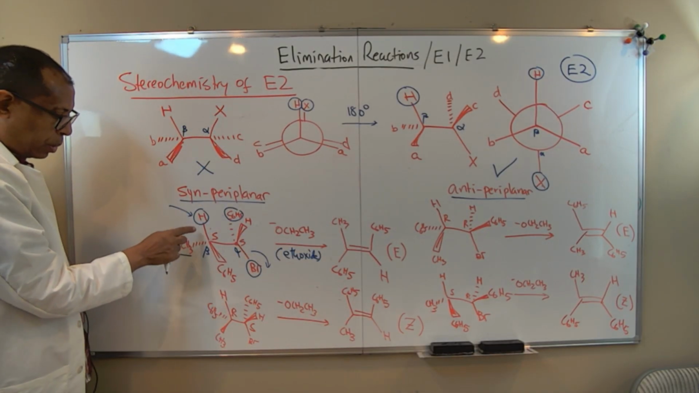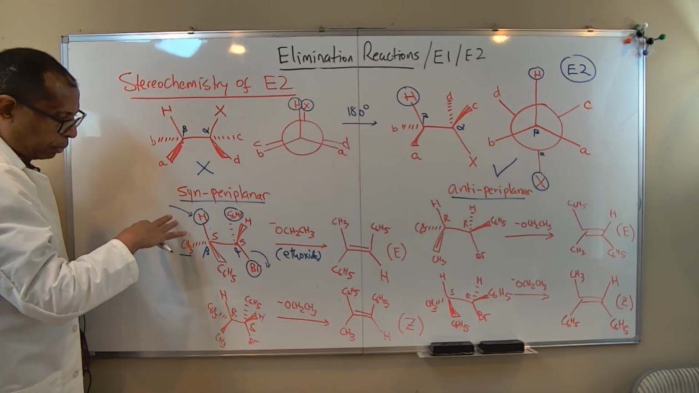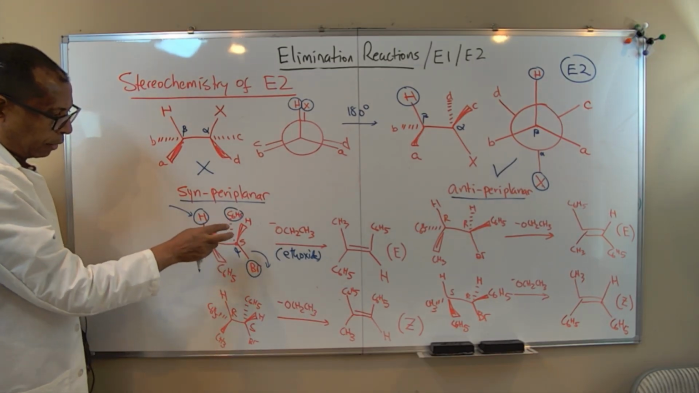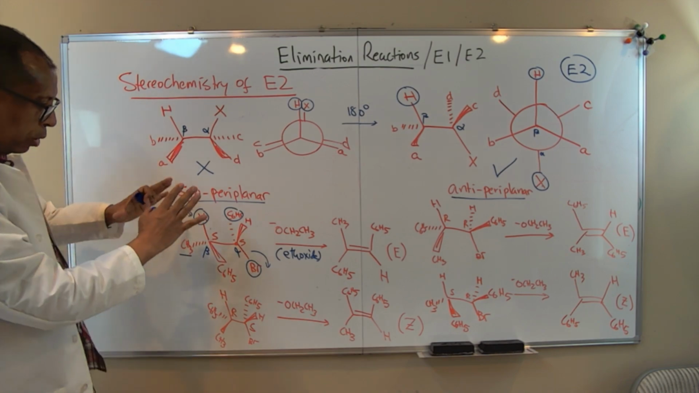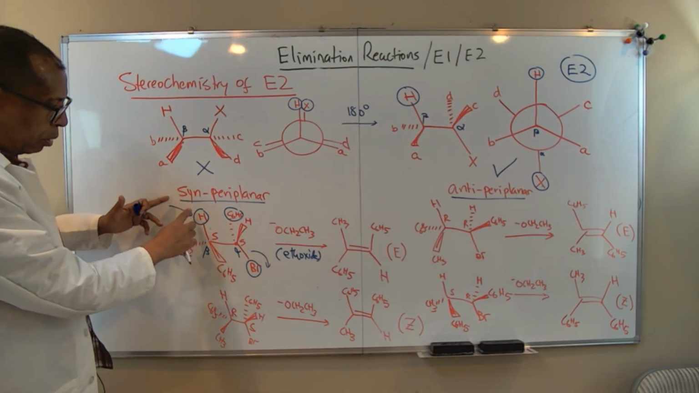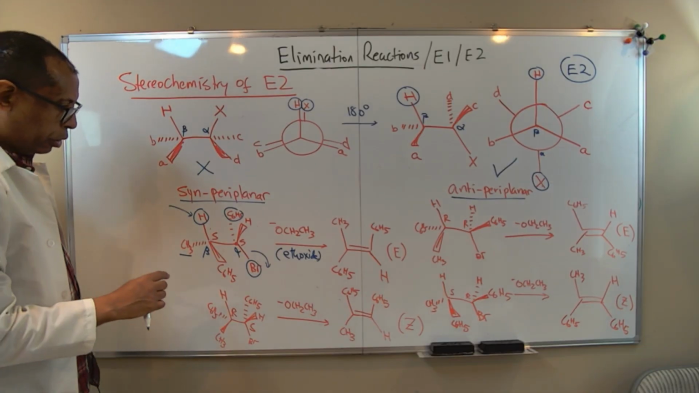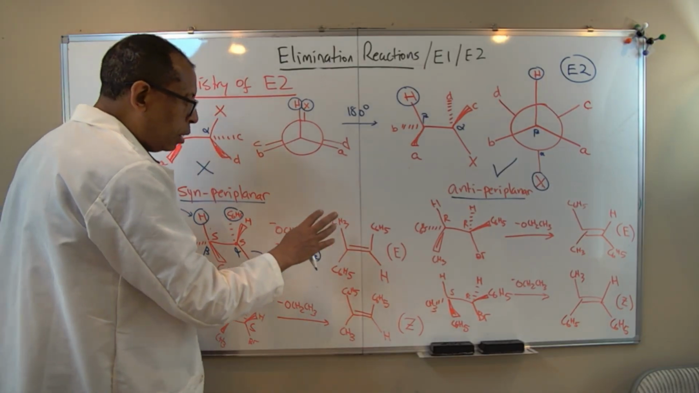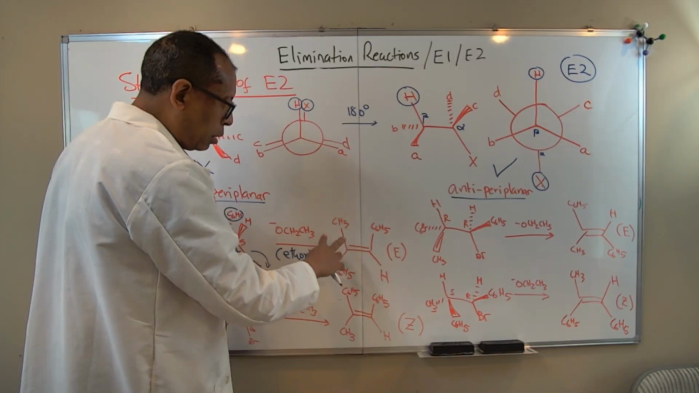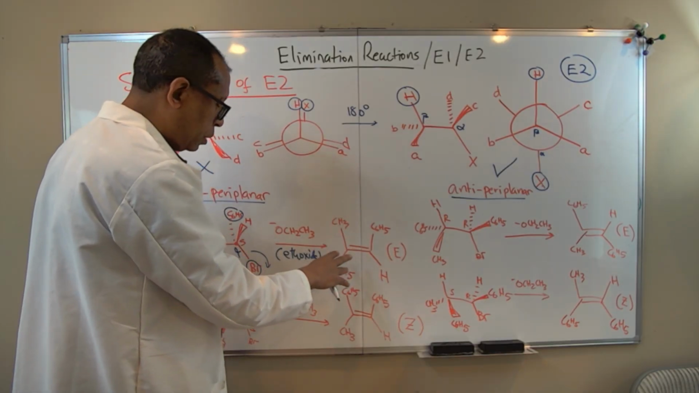So CH3, as you see, is into the plane of the board. C6H5 is also in the plane. So it will remain as such once you arrange it in the antiperiplanar arrangement. So this alkene is the major product.